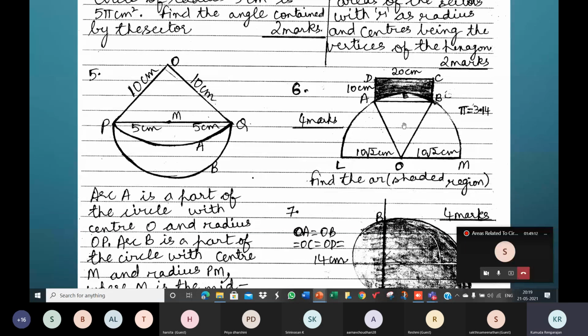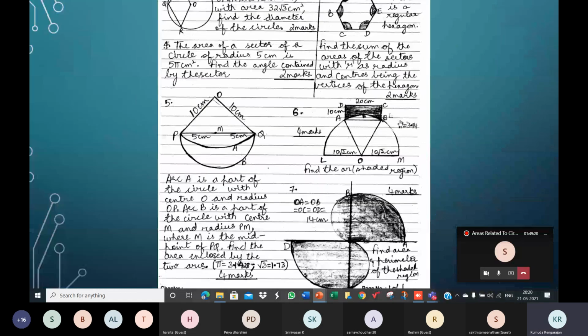Whenever you have to find a missing angle, please think of trigonometry. You can do this using trigonometry or by using the converse of Pythagoras theorem. Yes, children, that's it. So you found this angle is 90 degrees. Now you can find the area of the sector and the area of the triangle. Yes, start working.